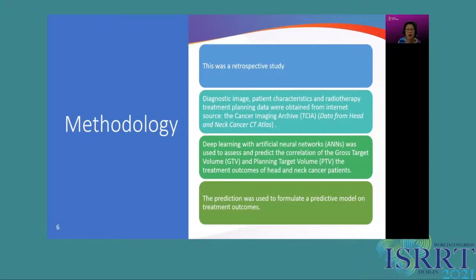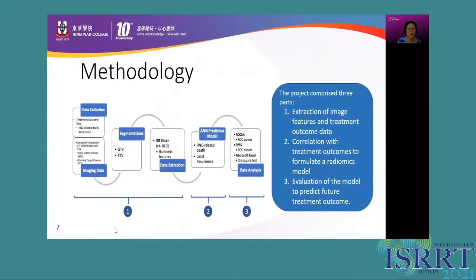The method was a retrospective study. The diagnostic image, patient characteristics, and radiotherapy treatment planning data were obtained from the internet source. Deep learning and artificial neural networks were used to assess and predict the correlation of GTV and PTV and the treatment outcomes of patients with head and neck cancer. The prediction was used to formulate a predictive model on treatment outcomes.